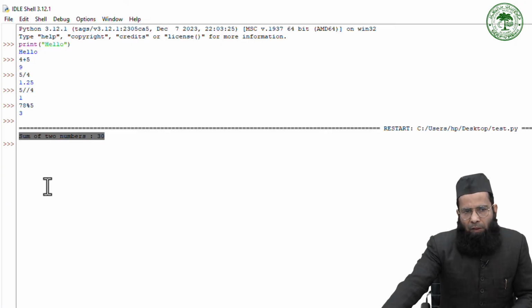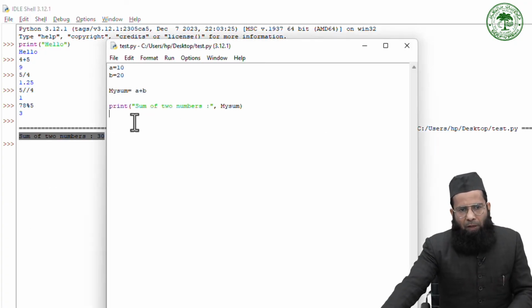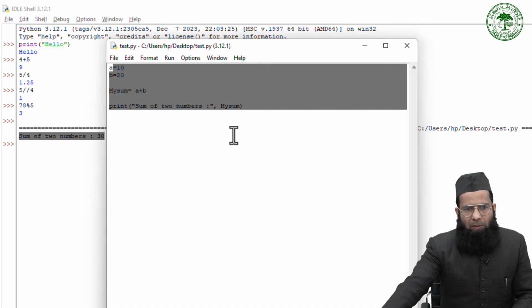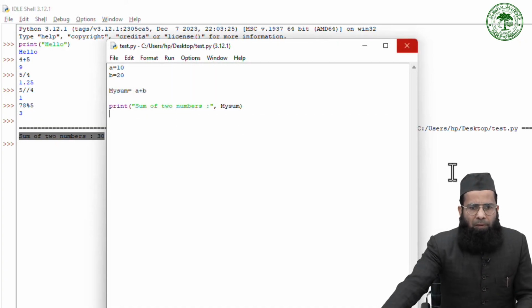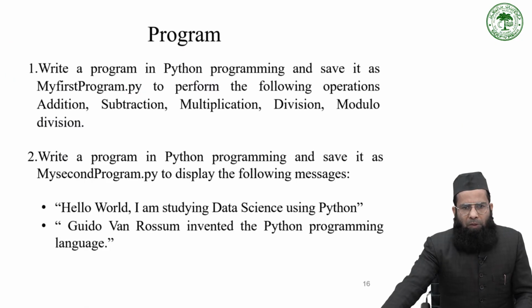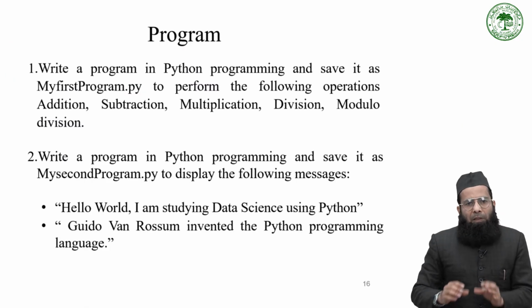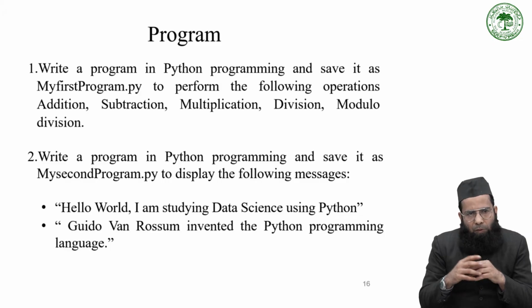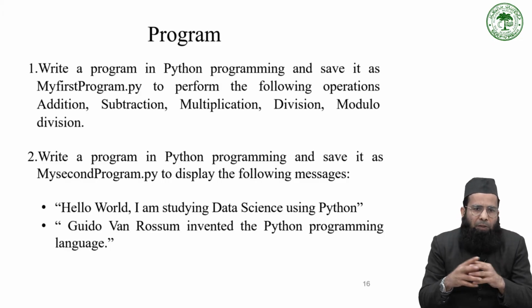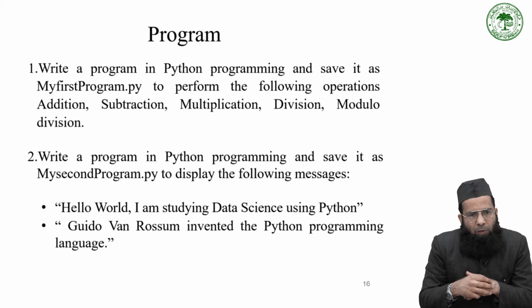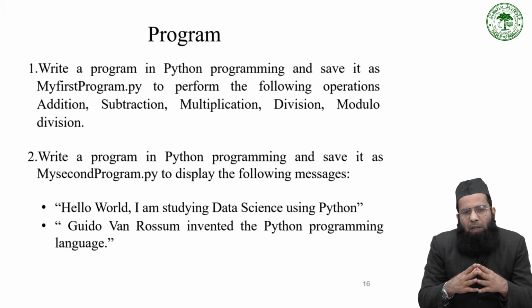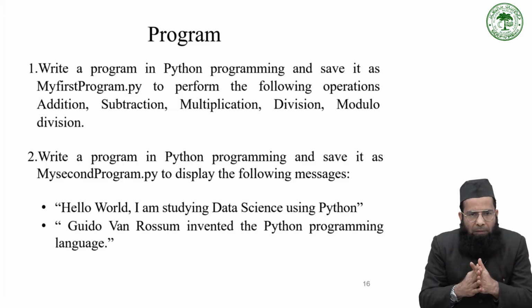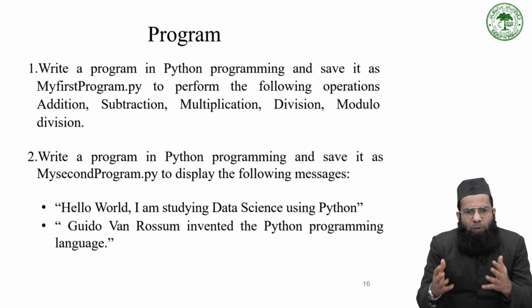Then if you want to print something more, you can modify this code and write some more code. Okay, let me come to this part. I have given you these two programs. Just try to write Python code for these two using IDLE. You can even use Google Colab or Jupyter Notebook. Any editor can be used to write this program.